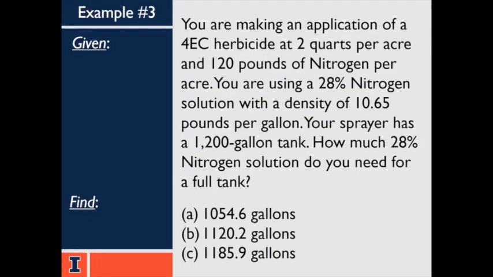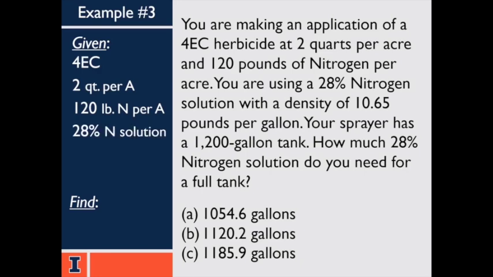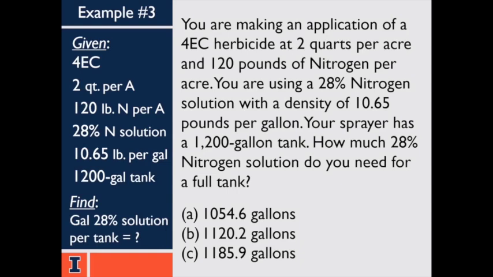Let's look at an example problem which takes density into consideration. You're making an application of a 4-EC herbicide at 2 quarts per acre and 120 pounds of nitrogen per acre. You're using a 28% nitrogen solution with a density of 10.65 pounds per gallon. Your sprayer has a 1,200 gallon tank. How much 28% nitrogen solution do you need for a full tank? If you're feeling confident in your calibration math, pause here and try this one on your own. You can skip to the end to see if you came up with the correct answer.